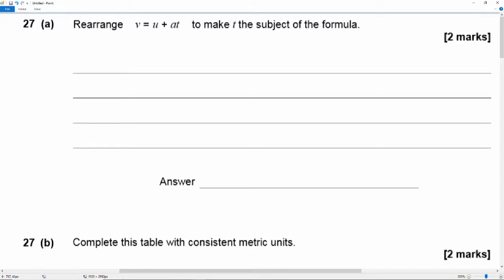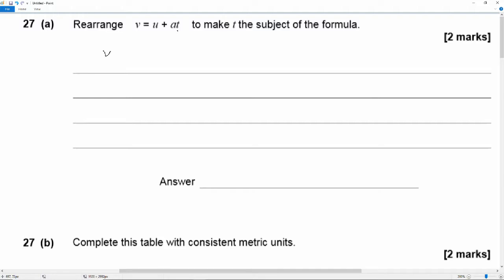Okay, it might be a little bit intimidating because we've got a formula here, but if you treat it just like an equation and you're basically solving for whatever it is you're supposed to be making the subject for, instead of dealing with numbers, you're dealing with letters. But it's the same thing as with any equation. Whatever you do to one side of the equation, you have to do to the other. So we want to get T on its own as our first step.